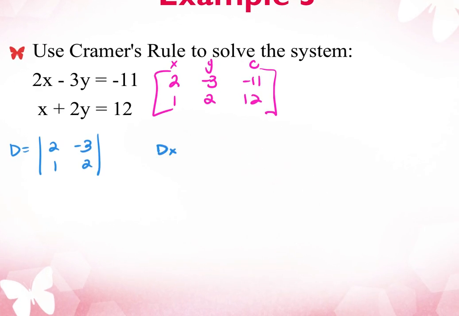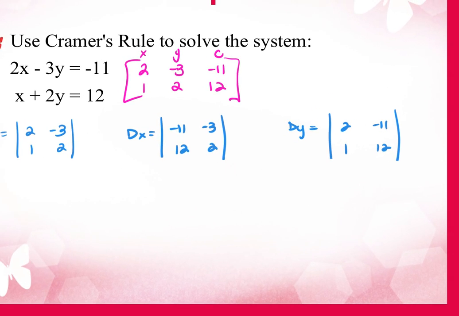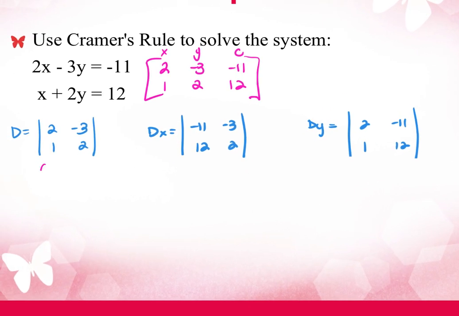To do D of x, we remove the x's from that first one, and we put in the constants. So negative 11, 12, and the y's stay the same. To find D of y, we're going to keep the x's, but replace the y's with the constants. And now we're going to find the determinant 3 times. So 2 times 2 minus 1 times negative 3. 4 minus a negative 3, which becomes 7.